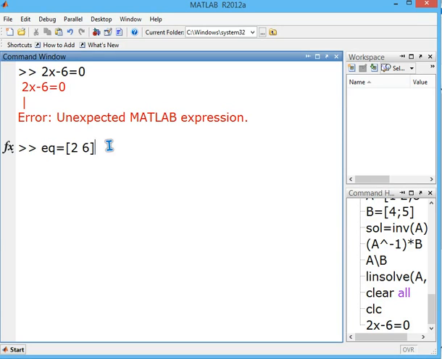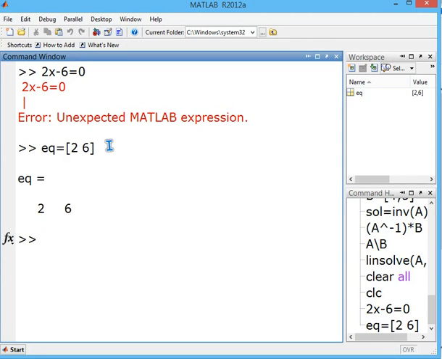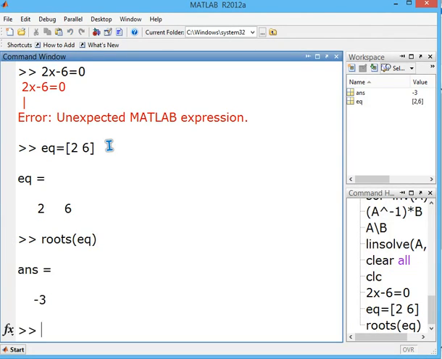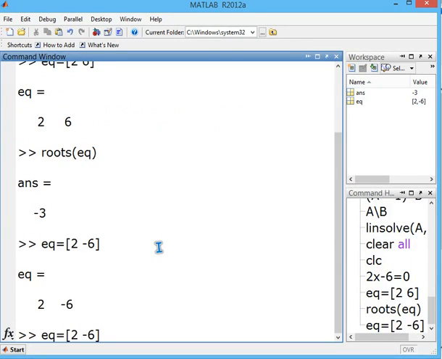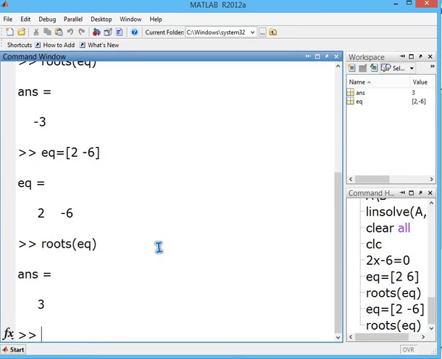And the function you are going to use is important. Please pay attention, this is the most important thing. You have to use roots, and in roots you pass EQ, and as expected your result will be minus 3. And as I was telling you, if you go for minus 6, your result will be 3. Again, let me run it. roots of EQ, this is 3.